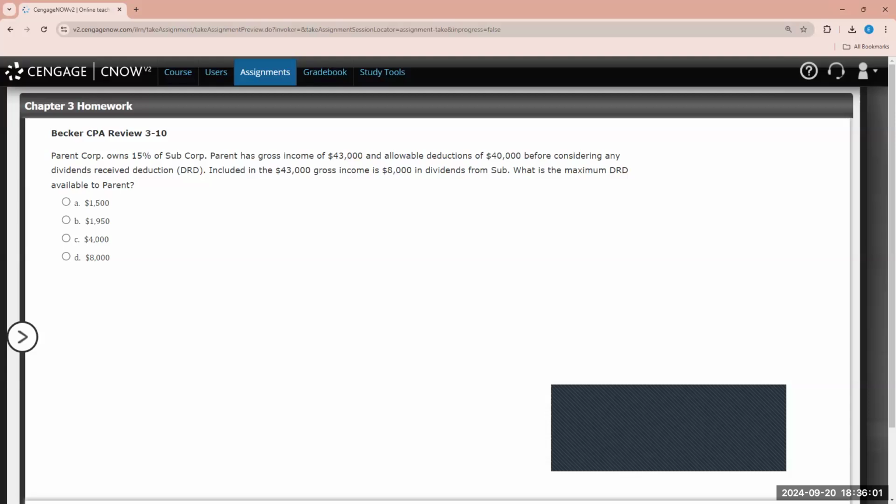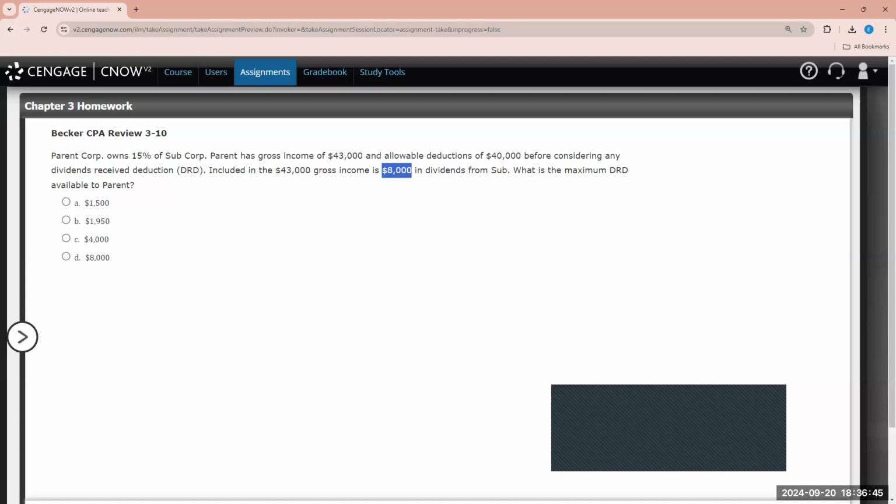As we look at this problem, we see that the parent corporation owns 15% of the sub corporation. Parent has gross income of $43,000 and allowable deductions of $40,000 before considering any dividends received deduction. Included in the $43,000 of gross income is $8,000 in dividends from sub. Based on a small percentage of ownership, as we just discussed, because it's less than 20%, the applicable dividends received deduction rate is 50%. So the total dividends, as we see, is $8,000 and 50% of that is $4,000.